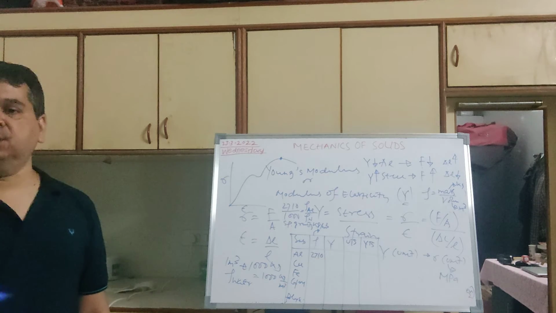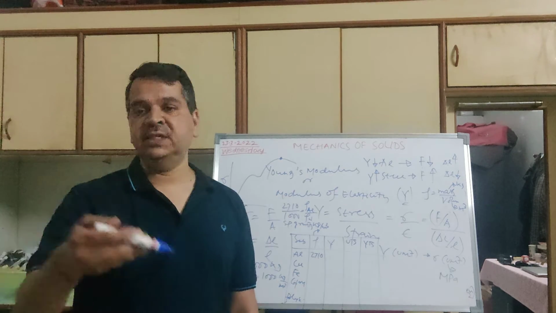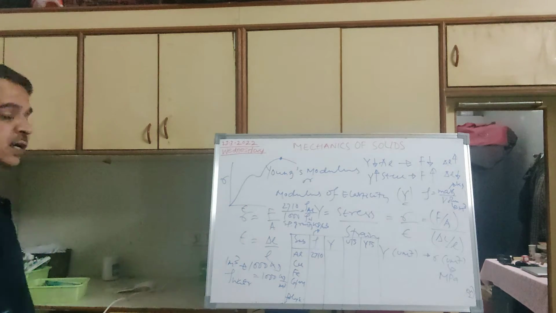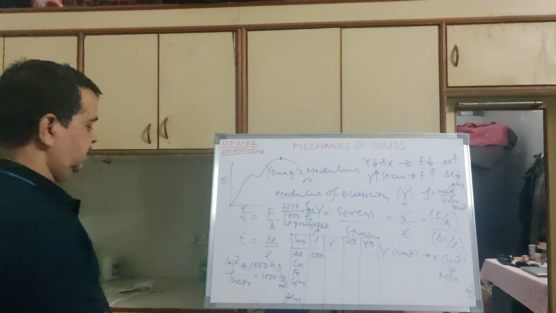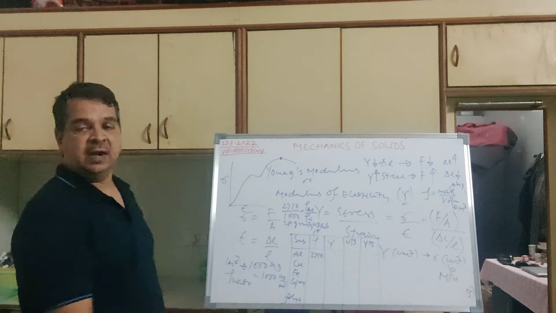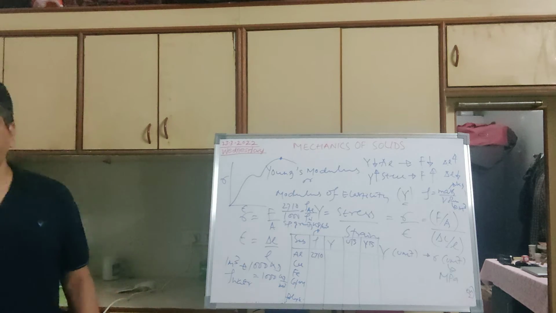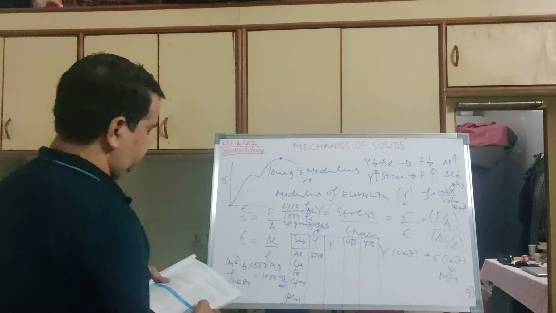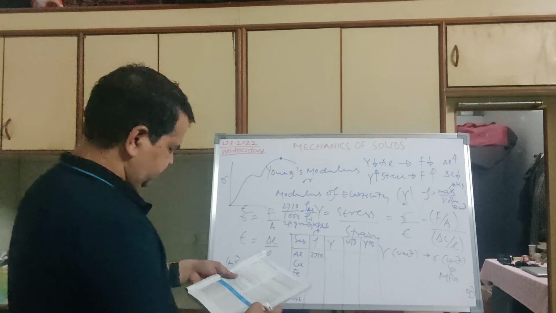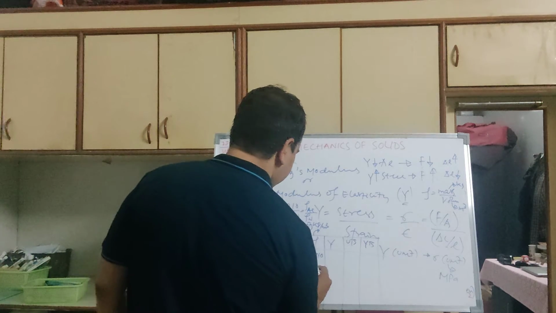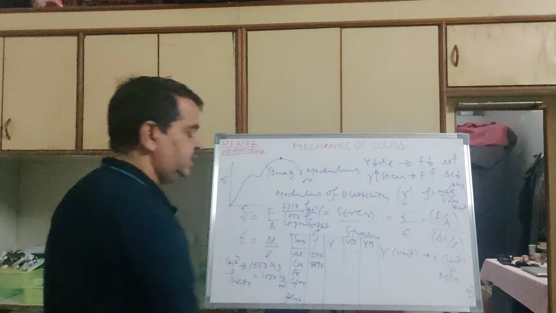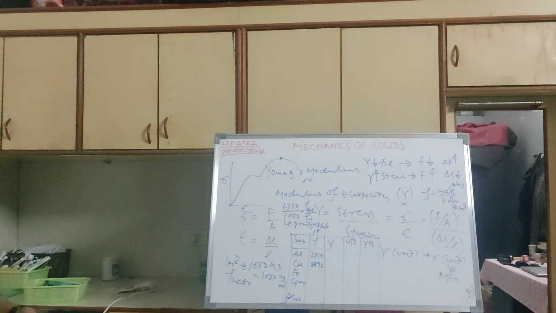So 1 meter cube will contain 1000 kg of water. So that is the meaning of 1000 kg per meter cube. That means a volume of 1 meter cube will contain 1000 kg. Okay. So 2710 is the density of aluminum. For copper it is 8890. That means copper specific gravity is 8.89.